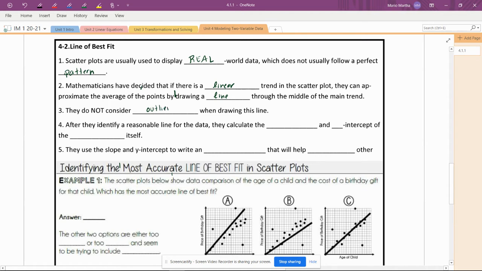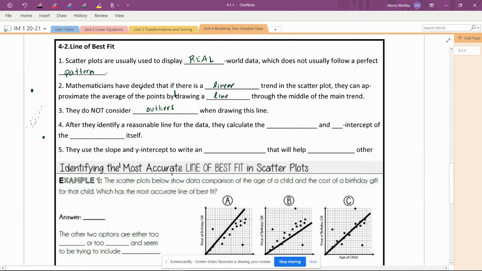Now, an outlier would be like if most of your data is all bunched up in the middle, and then an outlier would be something that's completely away from the data, either above it or below it. So it's pretty much something that is completely off the data. That's one of the reasons we don't consider it.